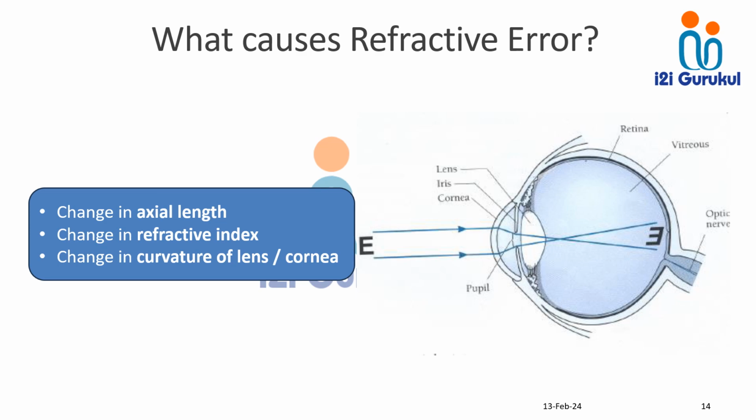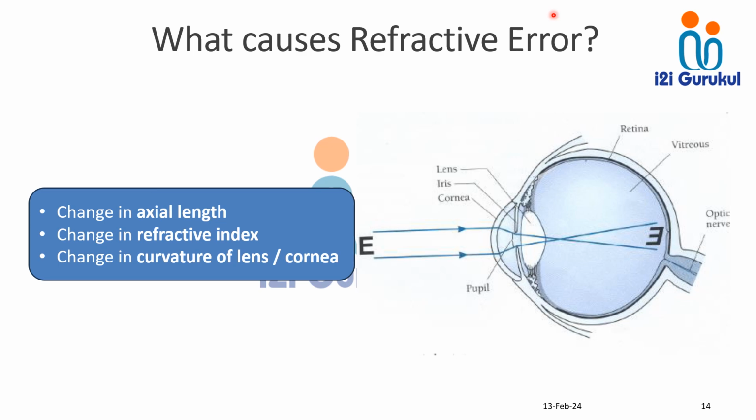Those are axial length change in the eyeball, the change in the refractive index of the ocular structure, and the change in the curvature of the lens or in the cornea. So we'll go one by one, how the changes occur and how they affect the vision.